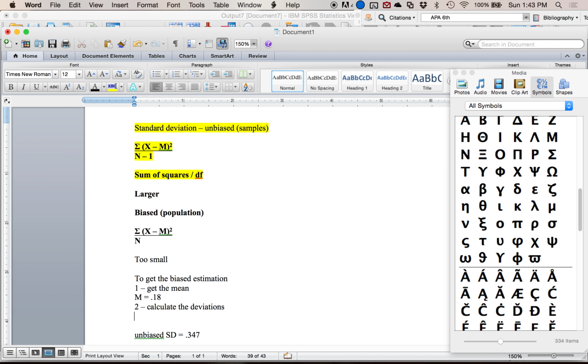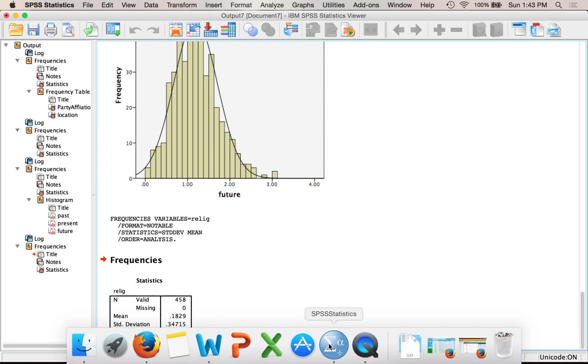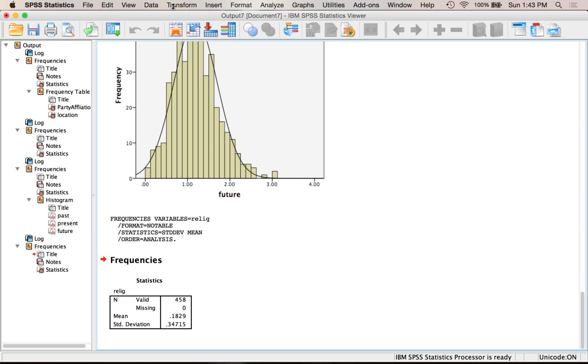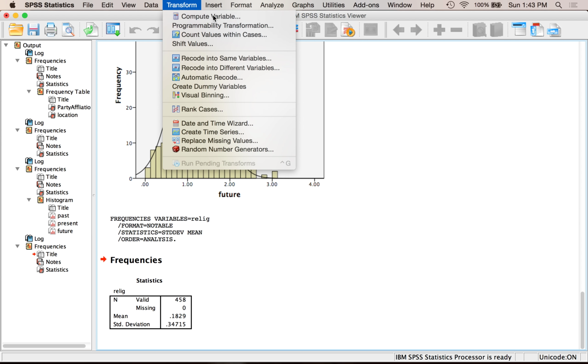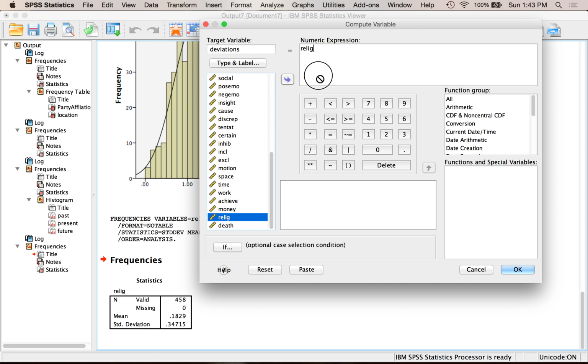Alright, so I have the means. Now to calculate the deviations, I'm going to use the transform window. Go to Transform, Compute Variable, and I'm going to call it deviations so I can remember what it is. Pick that same variable you're interested in, so religion here. You can double click or drag and drop. And then do minus the mean. Now there's no column for the mean, just type the number in, 0.18.